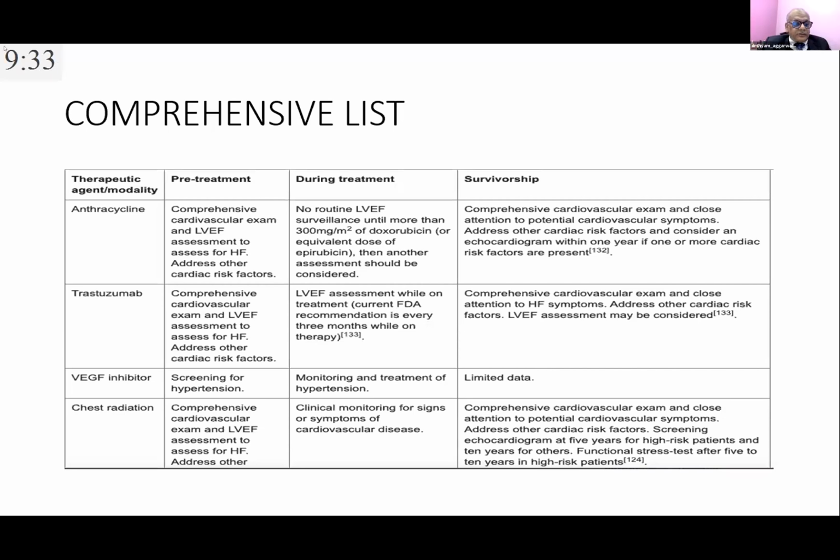Perfect. So this is a very simple list which I thought I'll begin with before I go into the question of who, how, when, which is what Vivek wanted me to share with you. So anthracyclines, trastuzumab, VEGF inhibitors, and chest radiation. These are some of the things which most of us understand and are aware of. But let us go to certain new areas which are evolving in a little more detail, which I'll share with you in the next few slides.